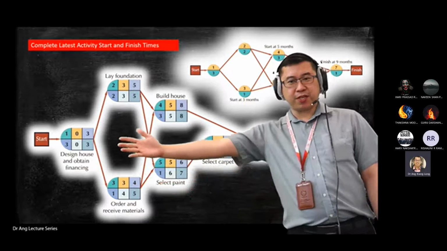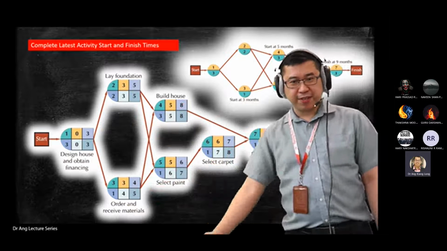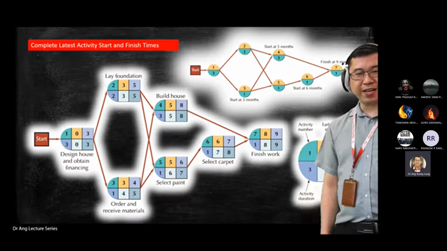What is the difference between the critical path and non-critical path? Well, what is your observation?